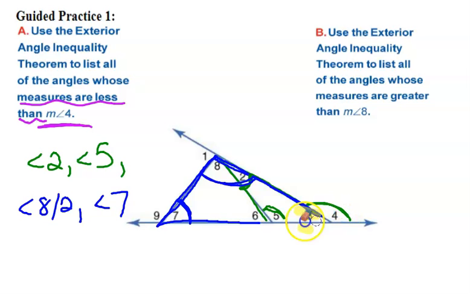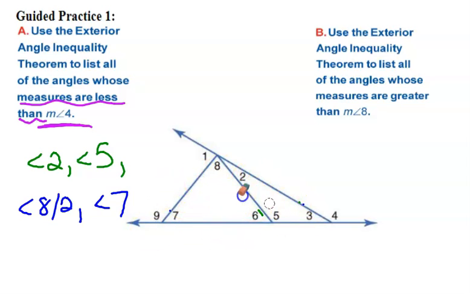All right, now let's look at B. Let's see what relationship angle 8 has. Angle 8 is actually on the inside of this triangle. So could I count angle 1? No, because that would create a linear pair including angle 2. So we have to find a remote exterior angle, the exterior angle that is kind of opposite of angle 8.